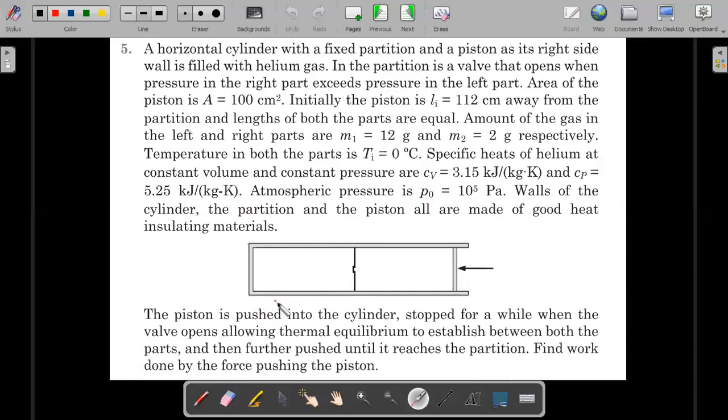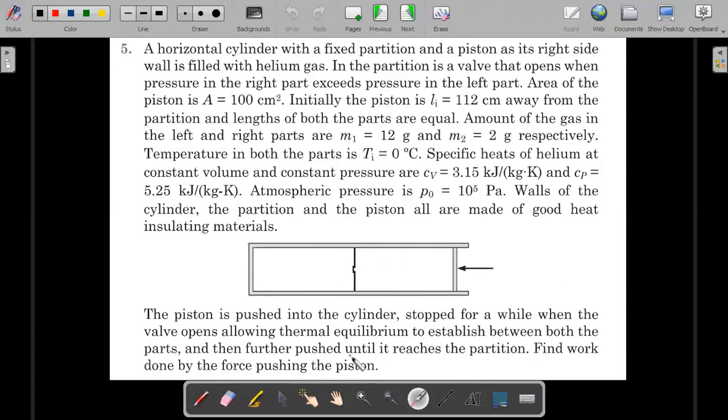Now the problem, this is all introduction. A piston is pushed into the cylinder, stopped for a while when the valve opens, allowing thermal equilibrium to establish between both the parts, and then a further push is done in order to make sure that the piston reaches the partition. So there are 3 stages, as you could see. One, push; then you wait when the valve opens and let the gases mix; then again you keep pushing to touch the partition. So 3 stages.